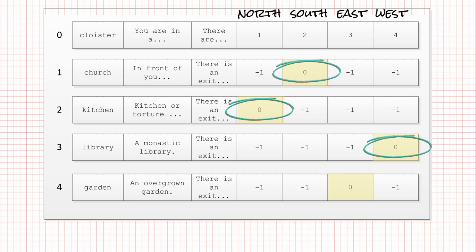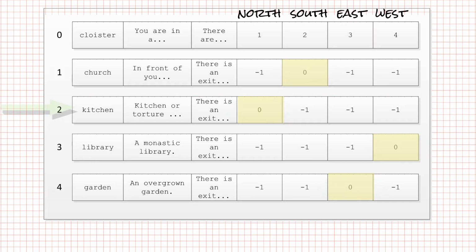For the library, west gets you back to the cloister. And for the garden, east is the exit to the cloister. You can use this like a table. Start with where you are. You're at the kitchen, go to that row in the table. You want to head north, go to that column in the table. From the kitchen, heading north, you go to index or row 0 in the table, the cloister.